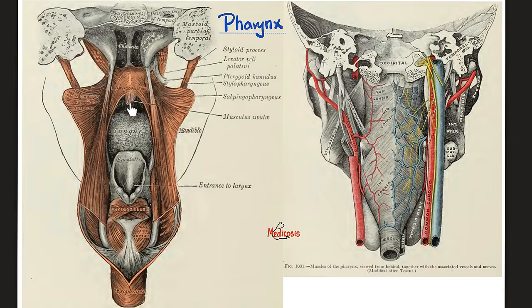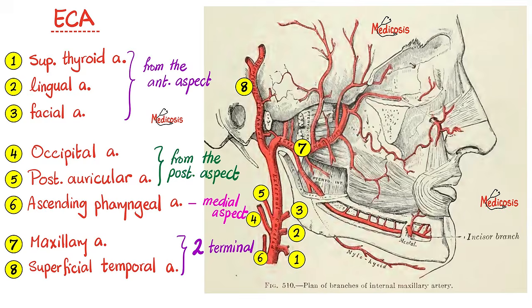This is the musculus uvulae. This is the palatopharyngeus muscle. This is your external carotid artery supplying the pharynx. Here is your daily reminder that the external carotid artery has 8 branches.